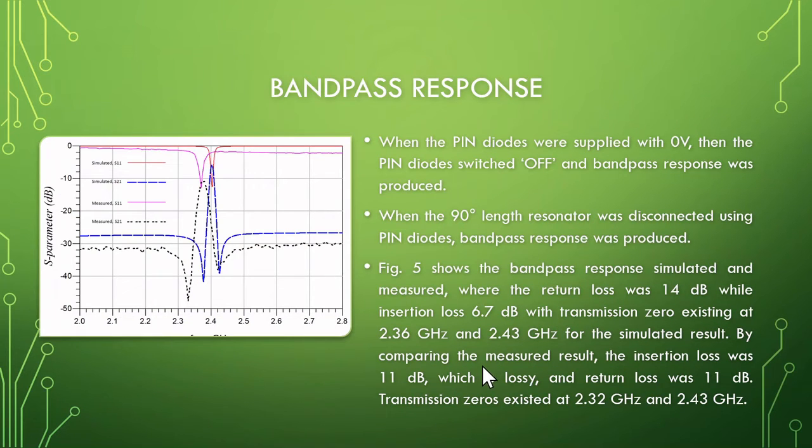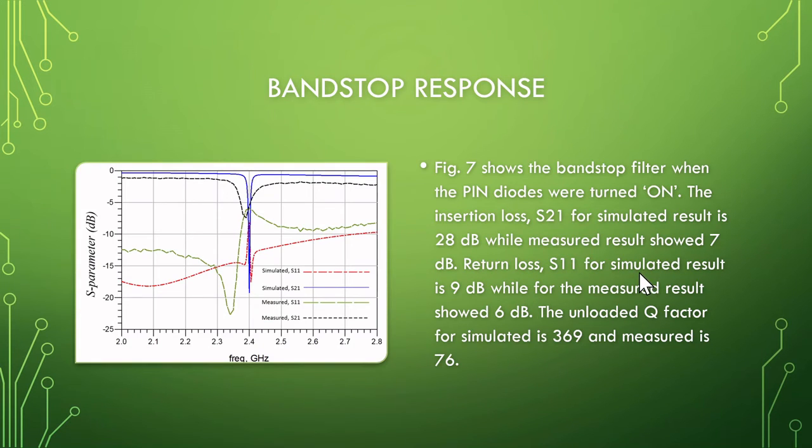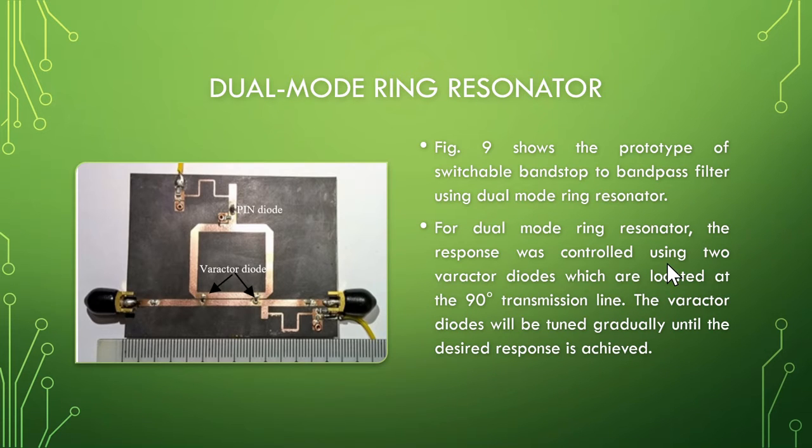Let's move to the bandpass response. This is the bandpass response. As you can see, when the pin diode is turned off, right? Let's move to the T-shape resonator. This is the T-shape. It's based on the same fundamental, right? This is the result of bandstop response, and this is the bandpass response.